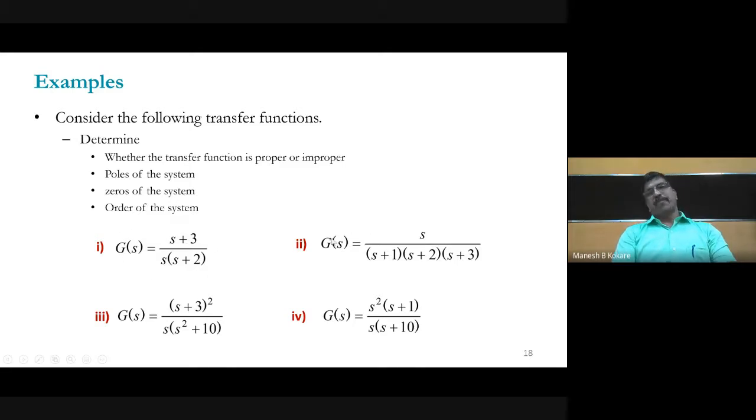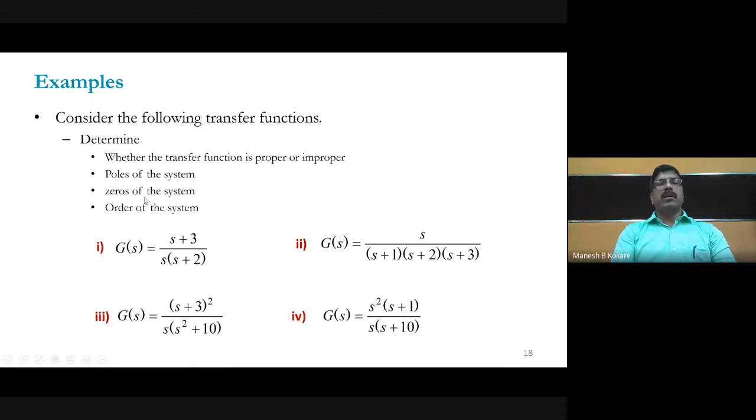Now the second example, where we will find out the same things, whether it is a proper or improper transfer function. Definitely the power of the denominator is higher than the power of the numerator, so it is a proper transfer function. Second, how many poles are there? The number of roots in the denominator is 3, so there are 3 poles. One is located at -1, another at -2, and the third at -3.